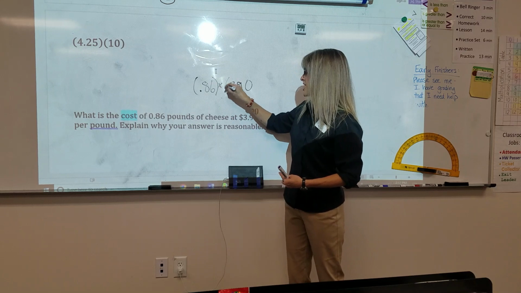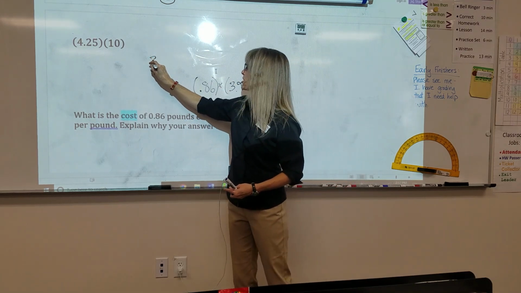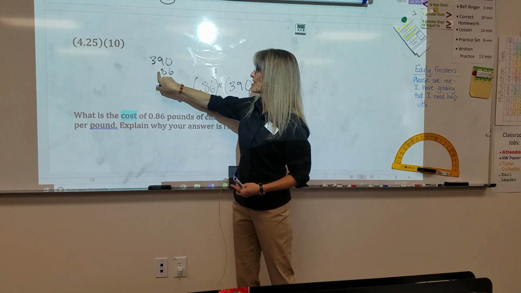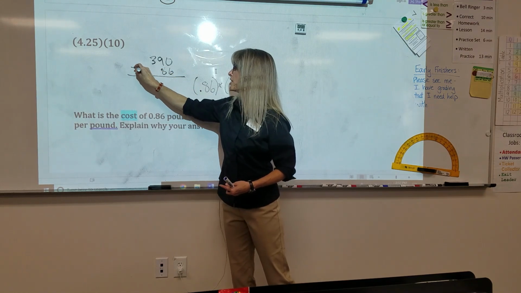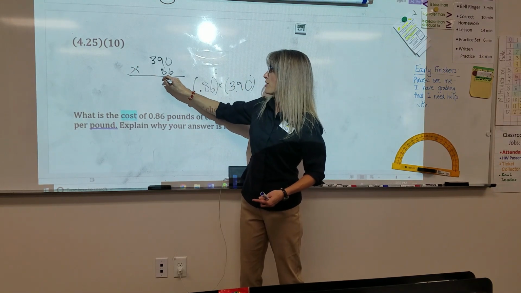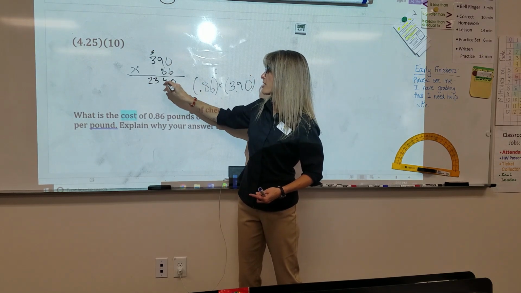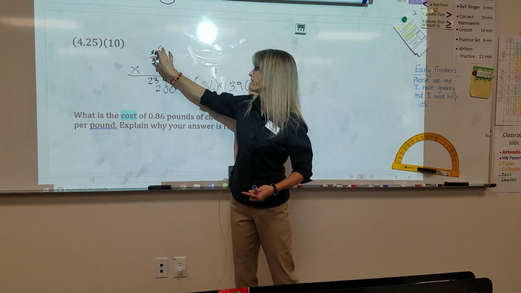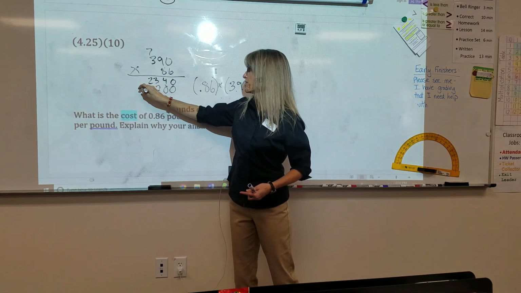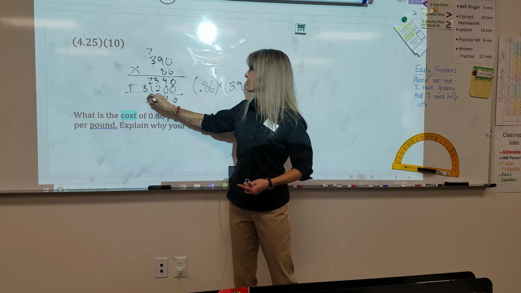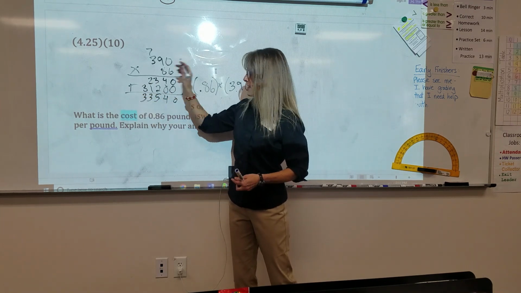We're going to multiply. Let's stack it. 3.90 times 0.86. Like we did before, let's get rid of the decimals for now. Go ahead and do a multiply. So 0, 54, 18 plus 5 is 23, space holder, 8 times 0, 0, 8 times 9 is 72, 7, 24 plus 7 is 31. We stack and add: 0, 4, 5, 3, 3. Decimals.